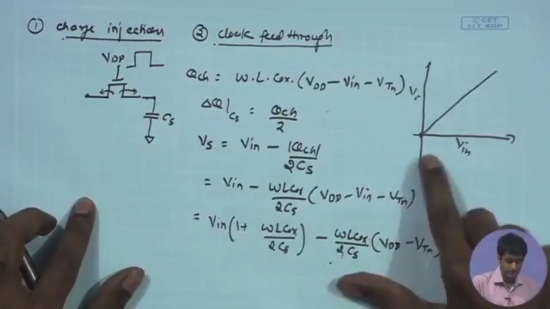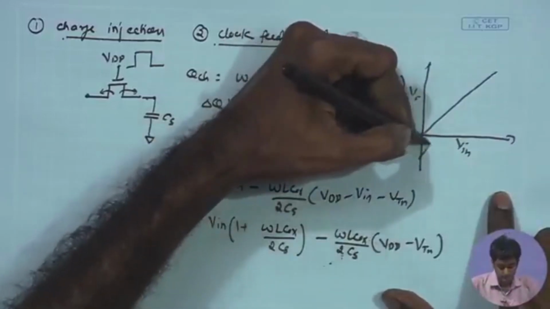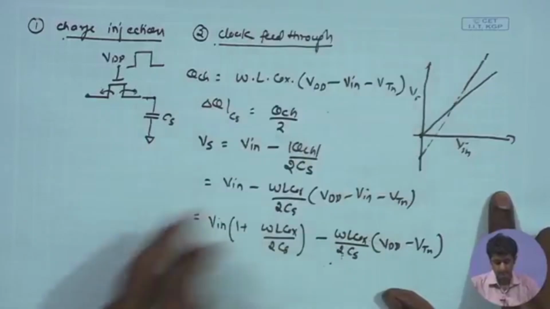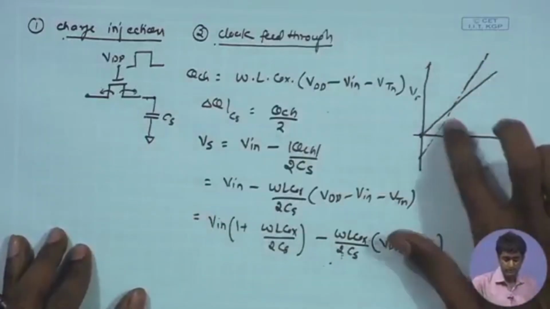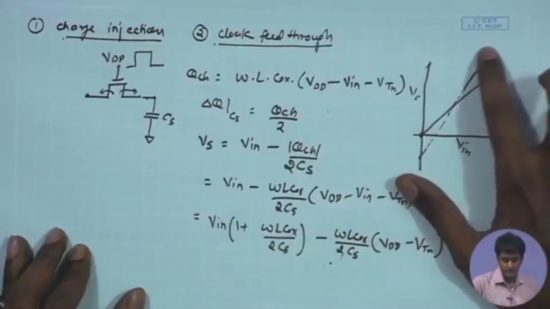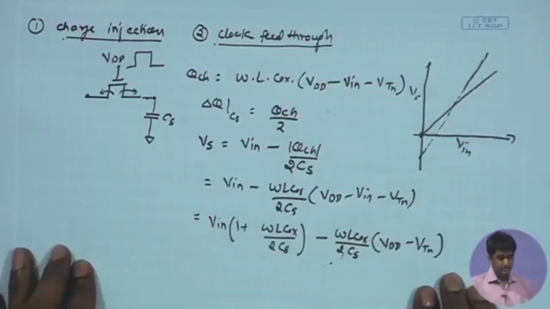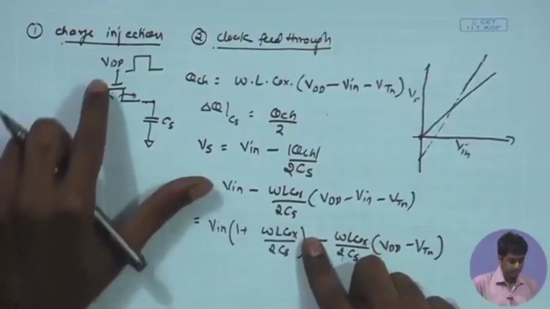So, when V in equals 0, I should have some negative offset. As a result, I am going to have the actual curve looking like this. Ideally, this is what we expect. Therefore, I have deviation in the sampled signal as compared to the input signal.